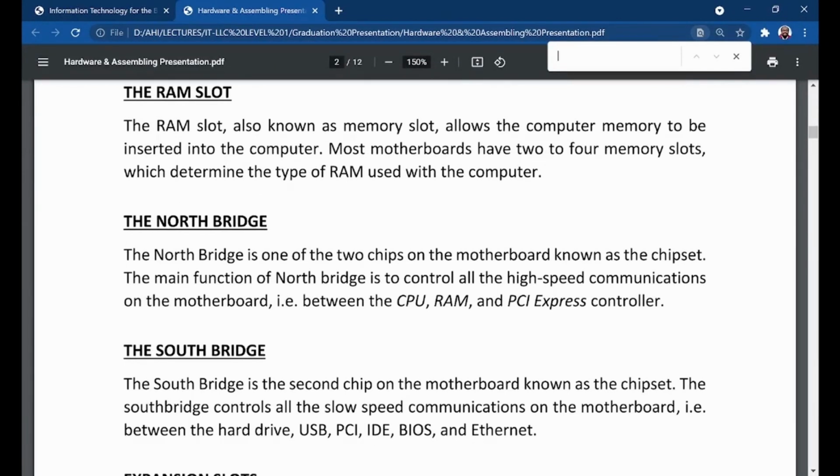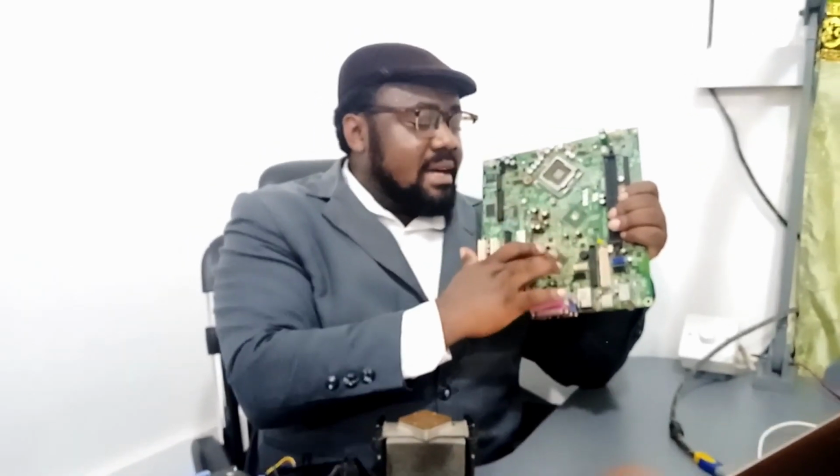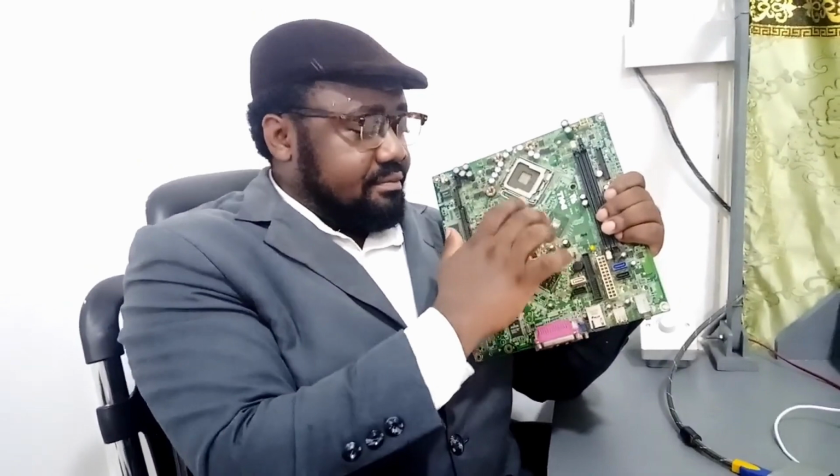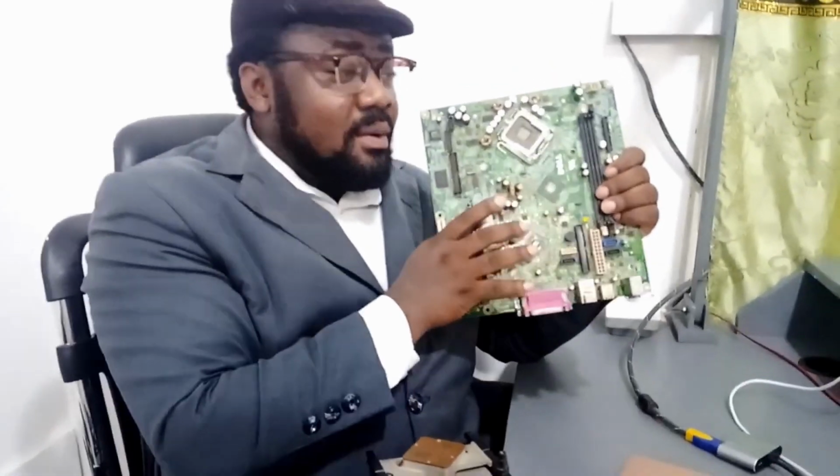Now, the nerve bridge is one of the two chips on the motherboard known as the chipset. There are two chips on the motherboard known as what? Chipset. Very soon I'll tell you why they are called chipset. When we talk about a chipset on the motherboard, it is referring to these two chips. The nerve bridge and the what? They are called the what? The chipset. Hello? I didn't say chips. They are called what? Chipset.